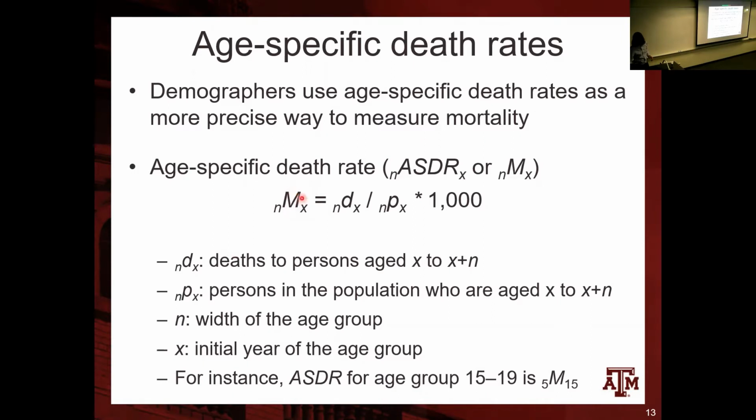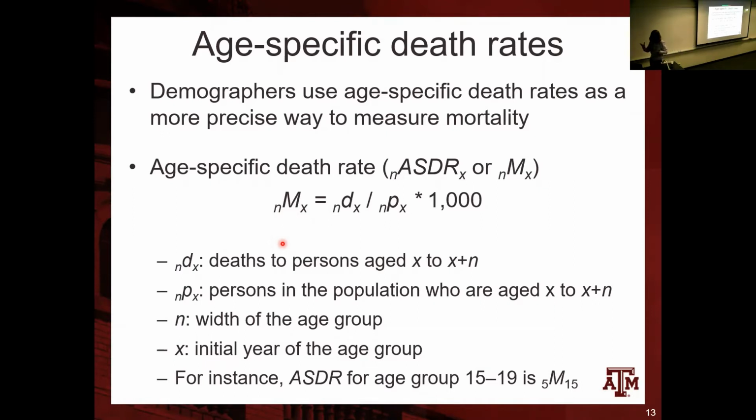MXN means the age-specific death rate or age-specific mortality rate. You can also use the term death rate or mortality rate, from age X to age group X plus N. So we can calculate that for specific subgroups of the population by age group.